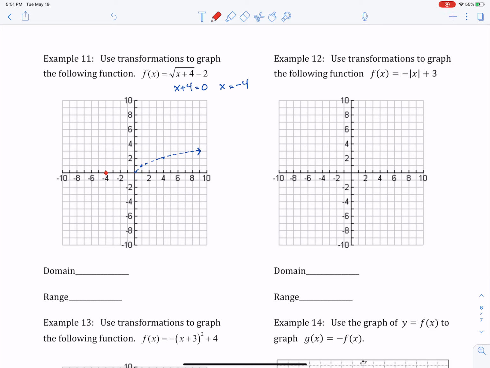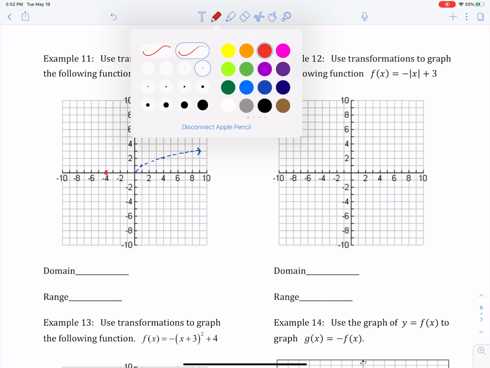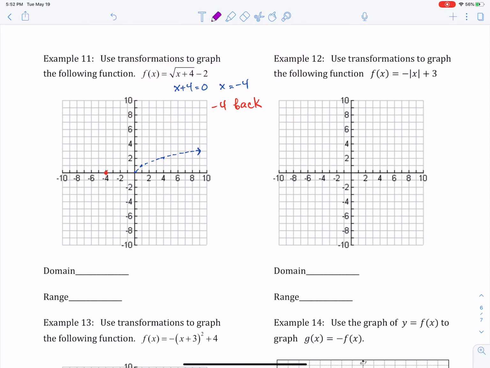So instead of me sketching that graph here, it needs to be negative 2 down. So it's negative 4 back, negative 4 back. And we're going to also do 2 down. So negative 2 down. So I'm going to start from right here.